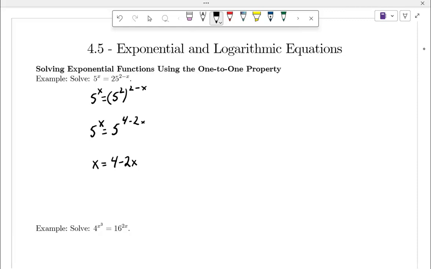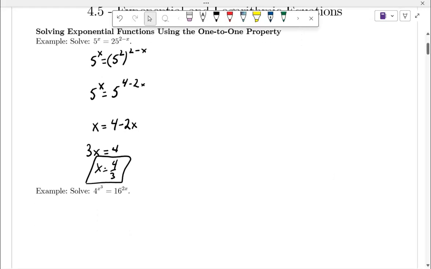Now what do we do to solve this for x? Add your 2x over, and then divide by 3. You get 4/3. Yes. Yep. Doing a plus 2x on both sides. That's exactly right. Yep. That one okay? What are we going to do in the next one?